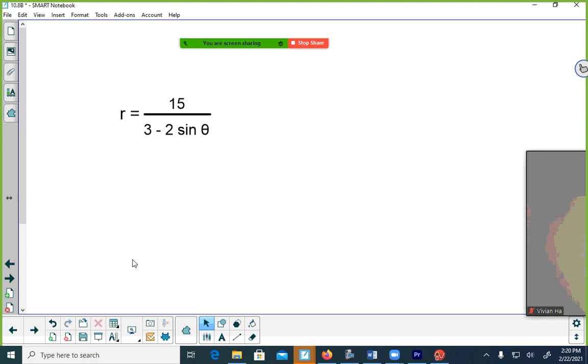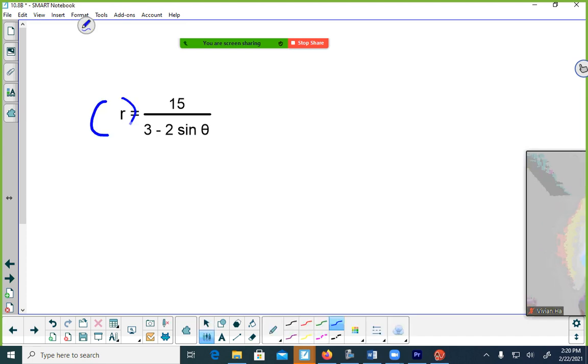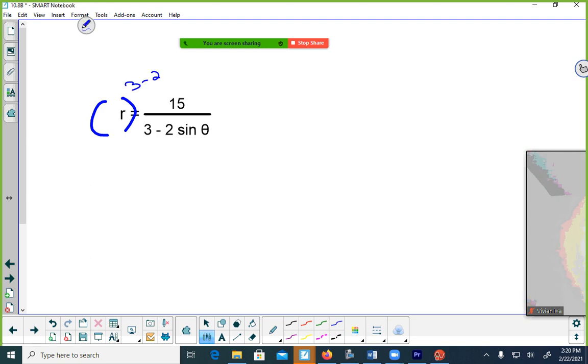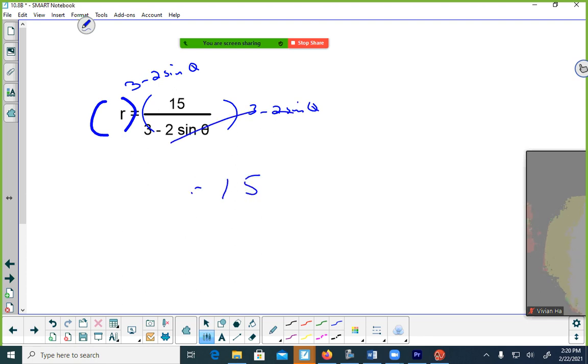I'm going to multiply both sides by the denominator to get the denominator out of there. So I'm going to multiply by 3 minus 2 sine theta. When I do that, I'll just be left with 15 over here, and I'll be left with distributing the r. I'm going to have 3r minus 2r sine theta. Now, remember, you're trying to go from polar to rectangular, so you're trying to eliminate the r and the theta.